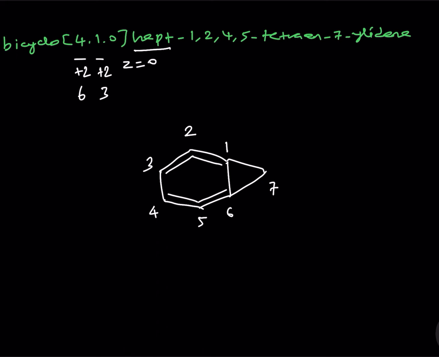And then 7-ylidene means we have a carbene. So let's put a lone pair. So that covers the ylidene part. So we got the structure for this. Let's move on to the next example.